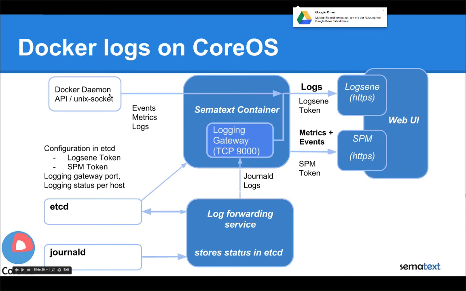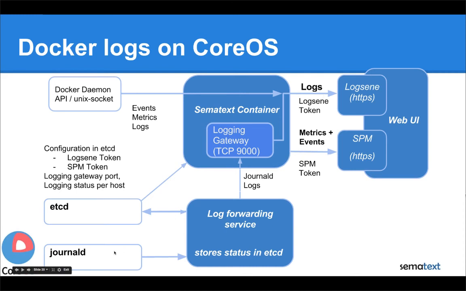So it takes the logs from the API and ships it to Logsene, but there's something special. On CoreOS, they use journald as standard driver for Docker, and we have integrated a forwarding service. So what we can do is that the Docker daemon gets the logs to journald, and from journald we can forward it to a logging gateway running in our container and then forward the logs to Logsene.